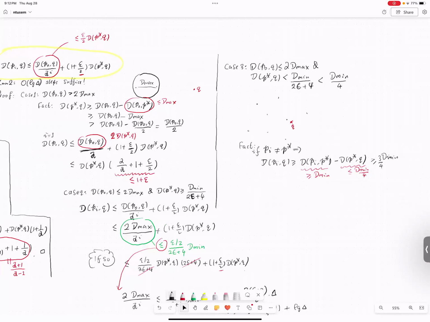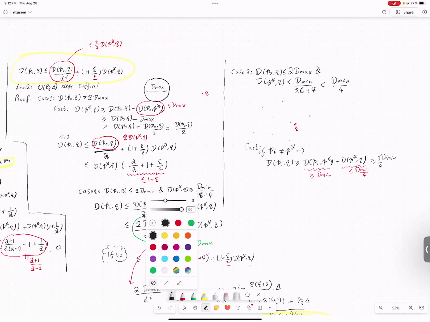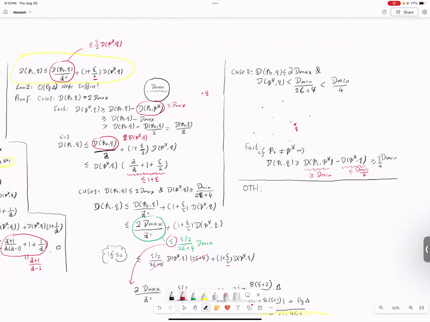Now, once again, we want to apply our valuable inequality. On the other hand, we want to apply our valuable inequality. Let me copy it here. So P_i Q is less than or equal to P_0 Q over alpha to the power of i, plus 1 plus epsilon over 2, and then d P star Q.